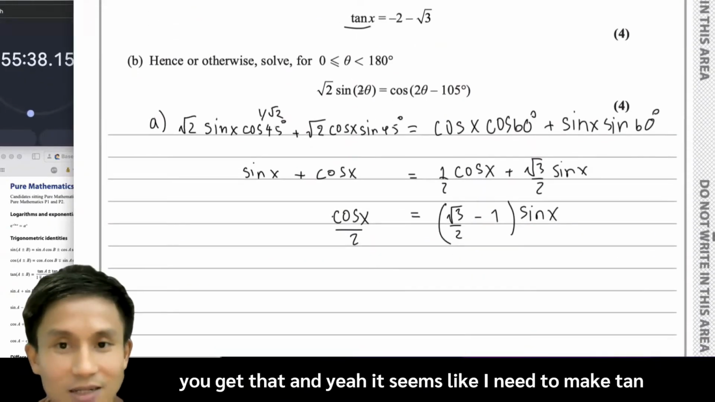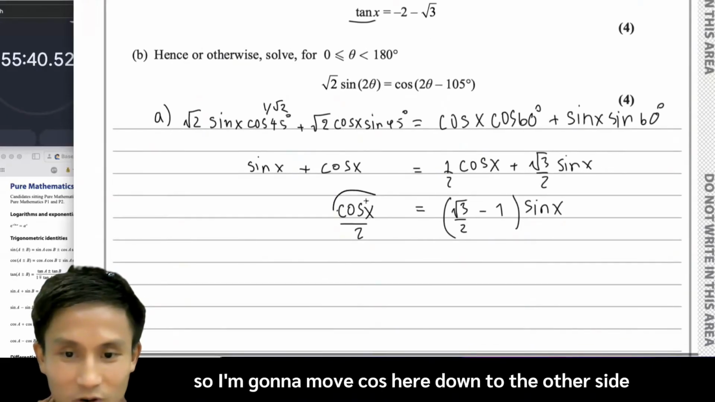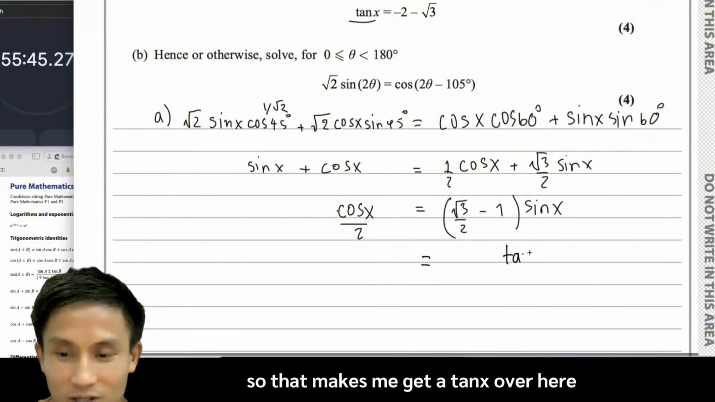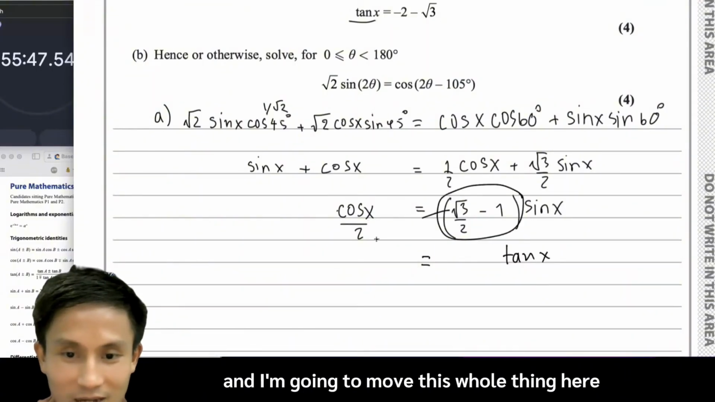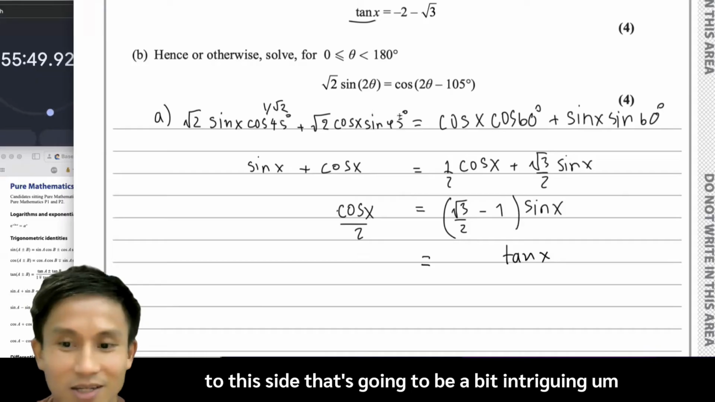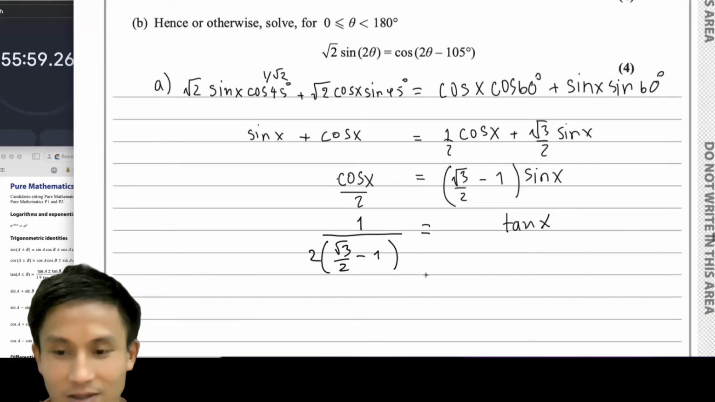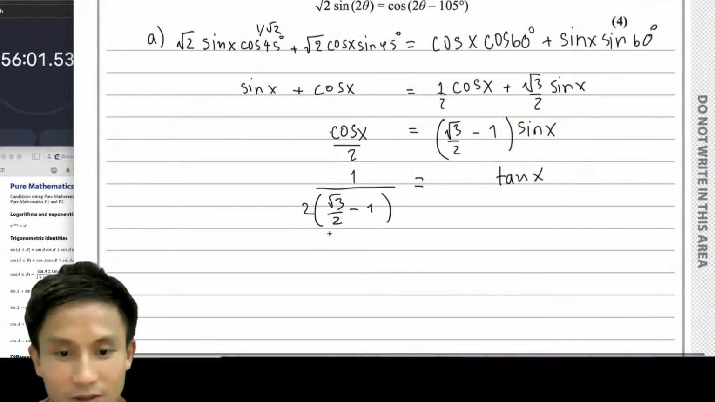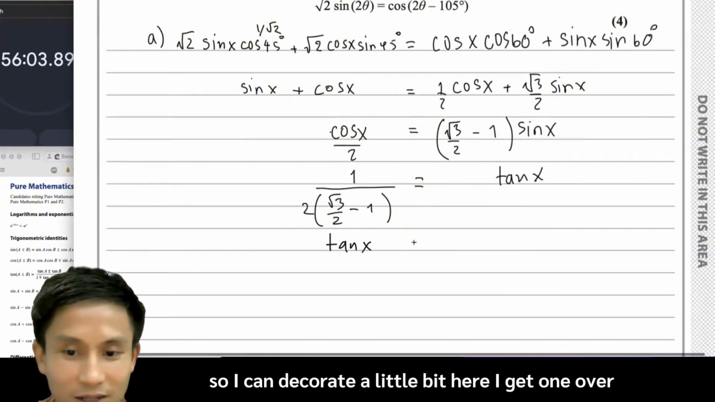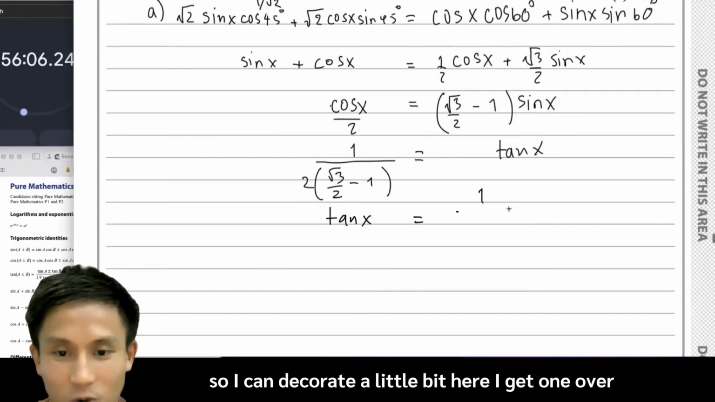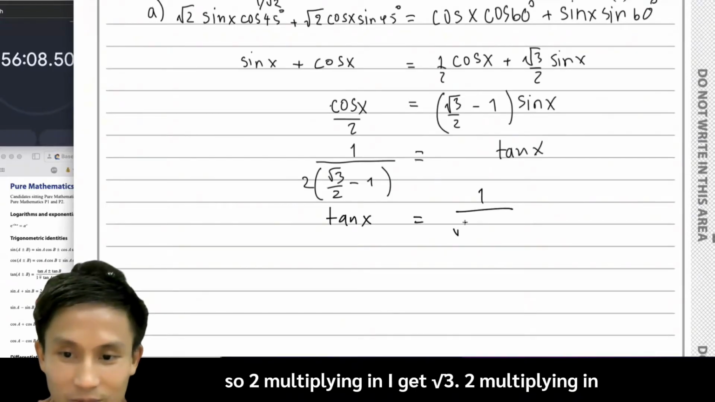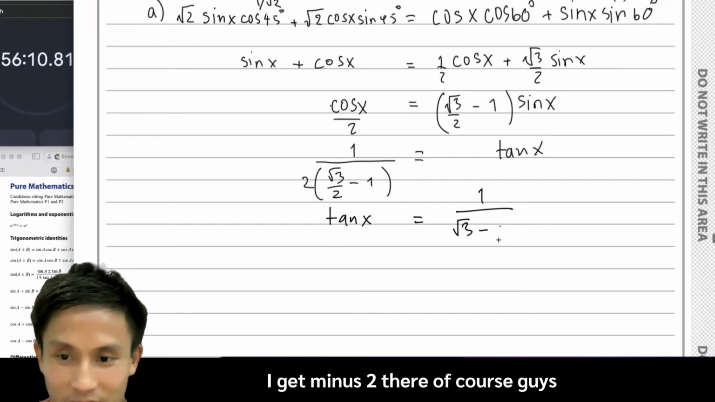And yeah, it seems like I need to make tan. So I'm going to move cos here down to the other side. That makes me get a tan over here. And I'm going to move this whole thing to this side. That's going to be a bit intriguing. So on this side, I'm going to get 1 over 2 times that whole lot on the right. Okay, so I can decorate a little bit here. 2 multiplying in, I get root 3. 2 multiplying in, I get minus 2 there.